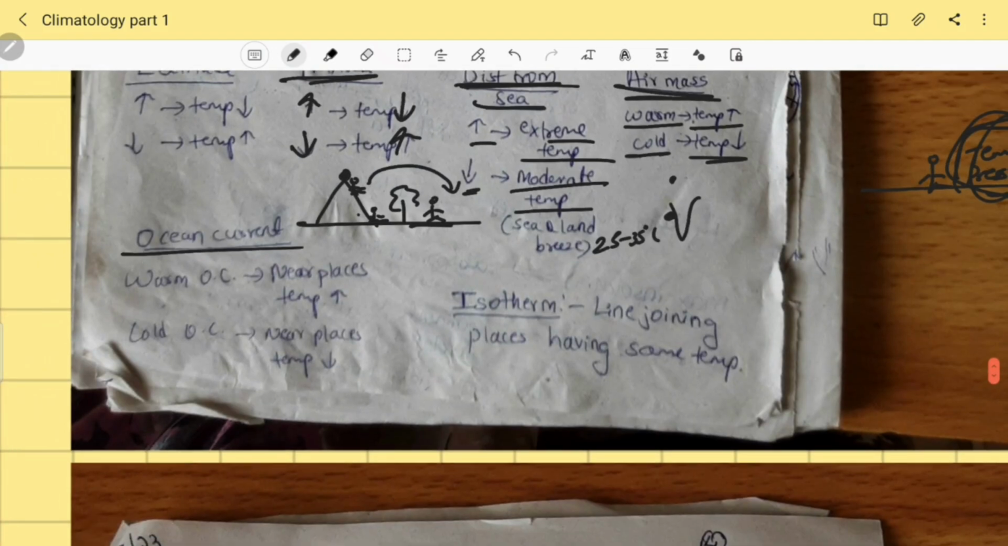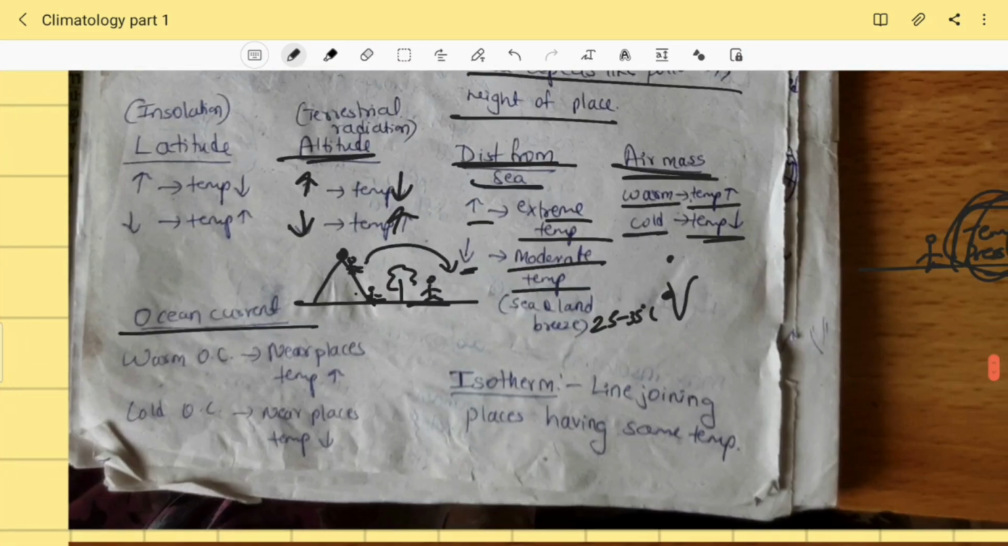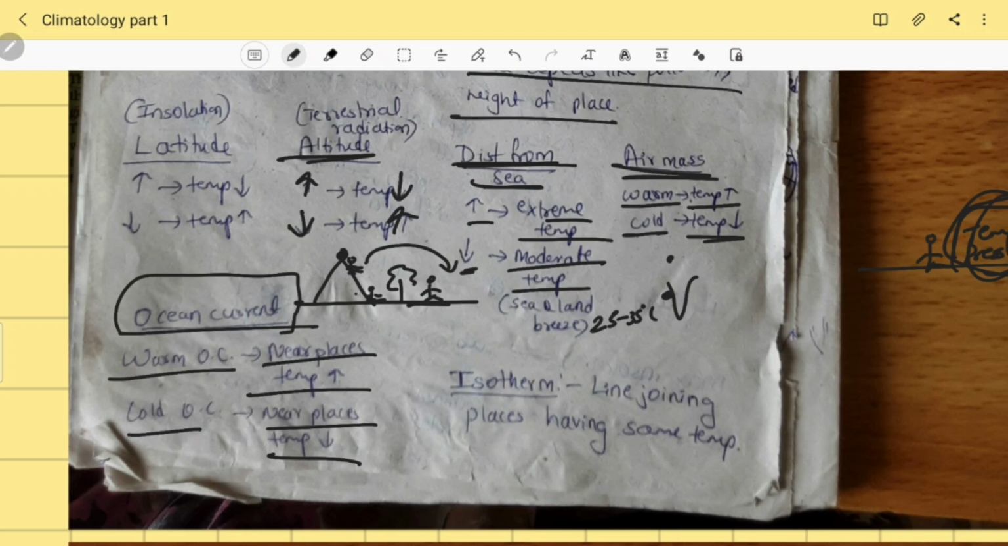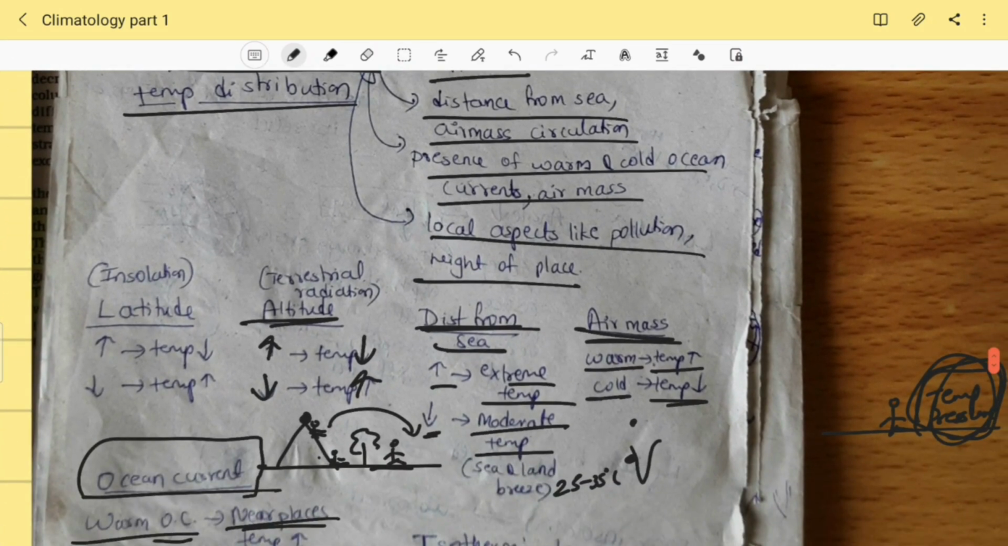Next, let's see how ocean current affects the distribution of temperature. Like how is temperature distributed on the basis of ocean current. So if there is a warm ocean current, then temperature of nearby places will increase. If there's a cold ocean current, temperature of nearby places will decrease. Okay, we'll study about the ocean currents in oceanology. Once we start oceanology, then we'll get to know more about the ocean currents. Just know that warm ocean currents increase temperature in nearby places, and cold ocean currents decrease temperature in nearby places. So this is all about the factors controlling temperature distribution.